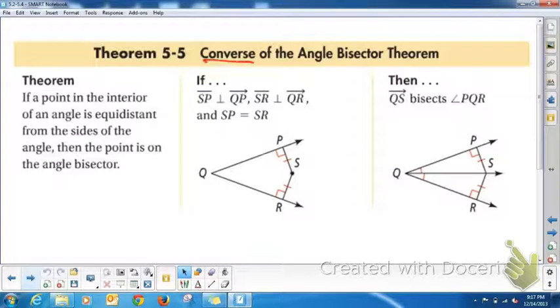And then we have the converse of the angle bisector theorem. If a point in the interior, that means inside, of an angle, is equidistant from the sides of the angle, then the point is on the angle bisector. So if we know that S is equidistant from P and R, and again, you have to know the right angles, then you know that it is on the angle bisector. So then you would know that these angles are congruent.